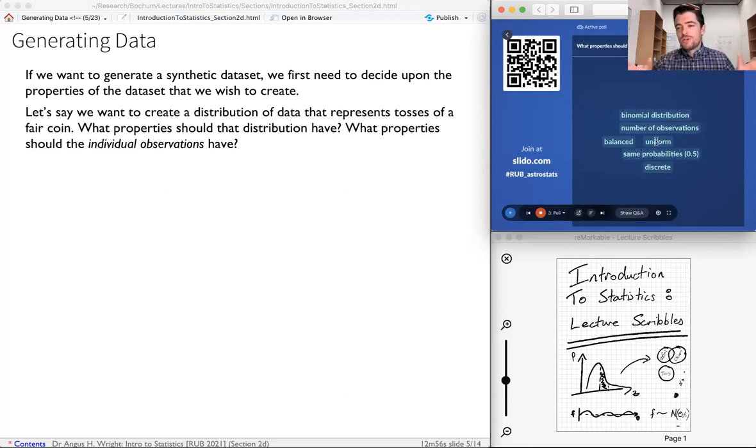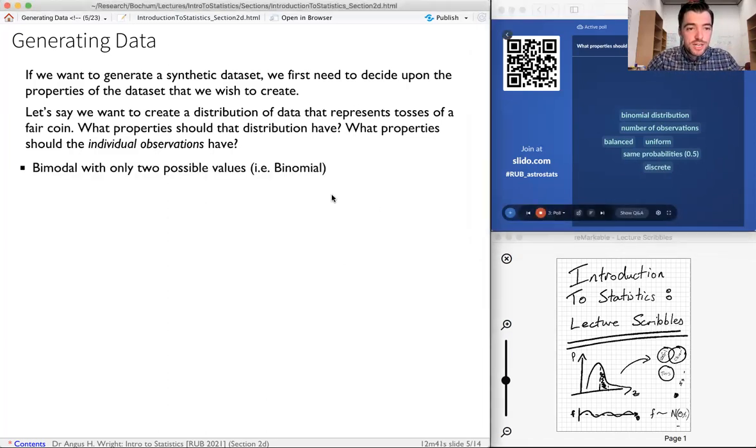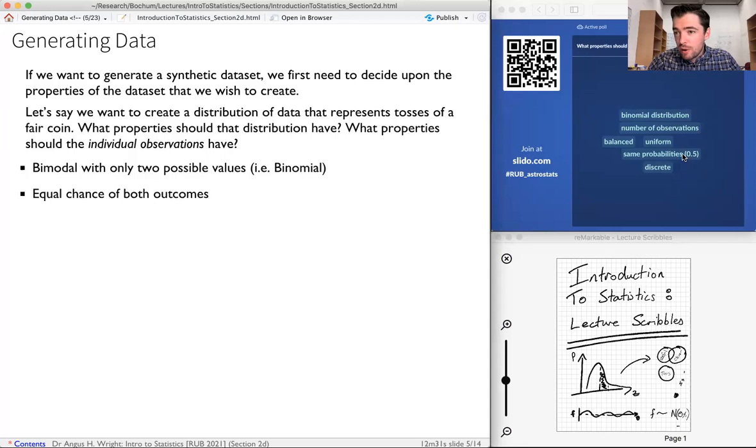The uniform distribution is for values that can land between 0 and 1, right? Whereas with the coin toss, we have only 0 or 1 because of the head or tail. So my responses here were, it's bimodal with only 2 possible values, which already gets us to 1, 2, 3 of the responses. So it follows the binomial distribution. There's equal chance of both outcomes, same probabilities, great job.